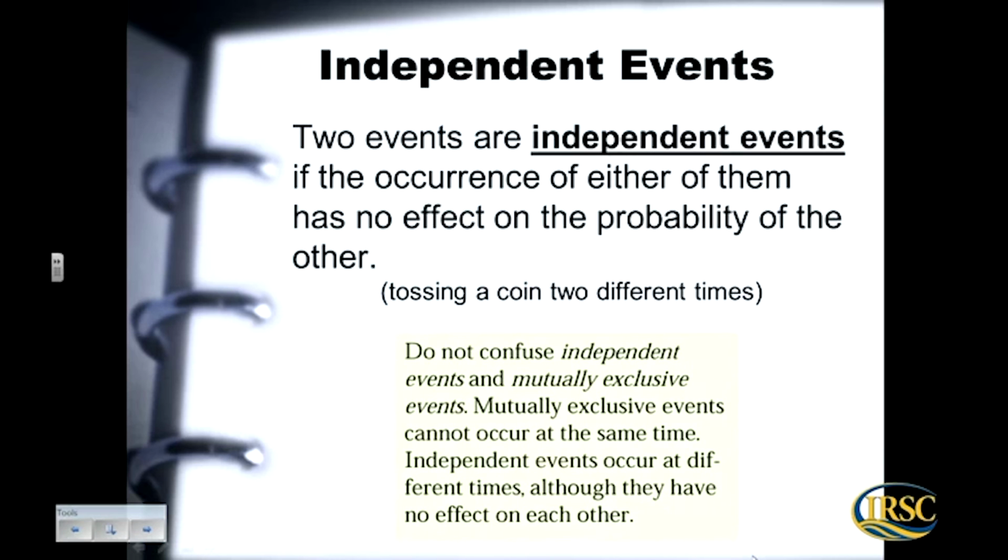Now, this is different than mutually exclusive. Okay, I want to make sure you guys don't get confused with those two terms. Independent events means that you're actually doing 2 completely different activities. Whereas mutually exclusive means you have one activity happening, drawing one card, and can that card be 2 different things at the same time? So mutually exclusive means one event is occurring, and can that event have 2 different characteristics at the same time? Whereas independent events means you have 2 completely different events going on, and they don't affect each other.